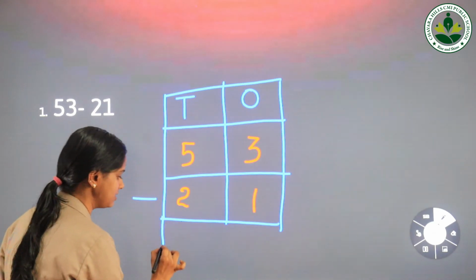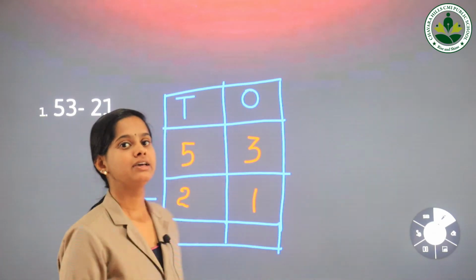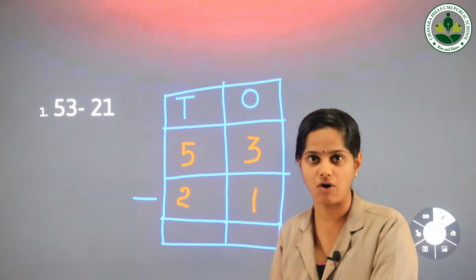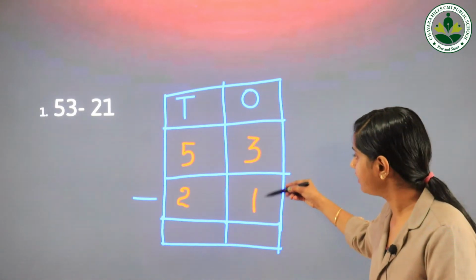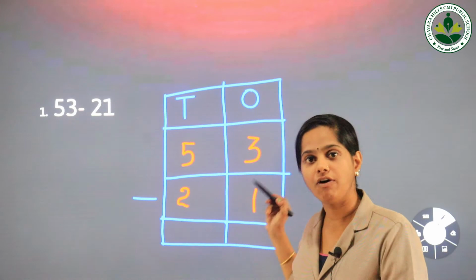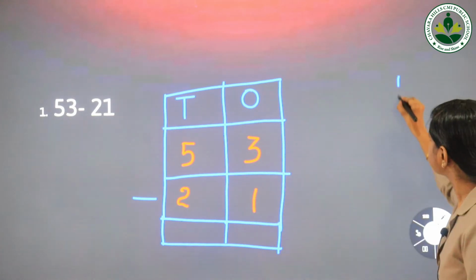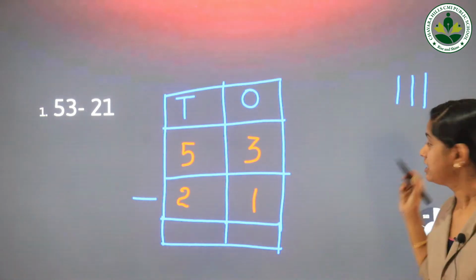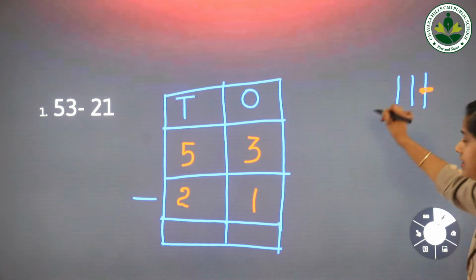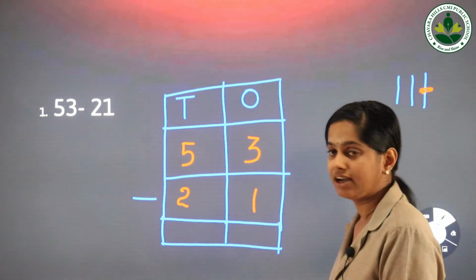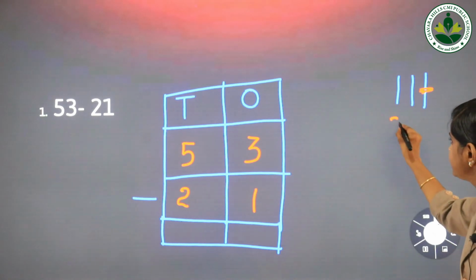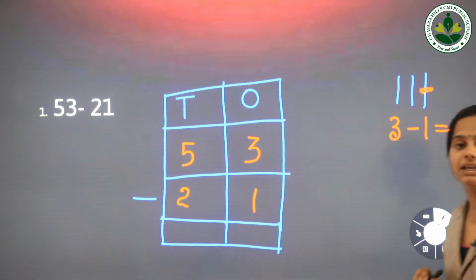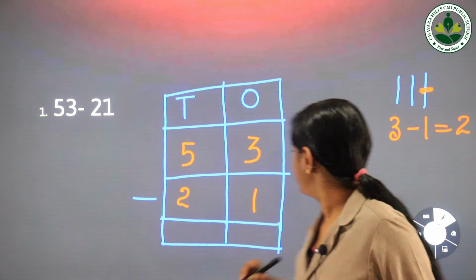Okay, let us start our subtraction. First step, subtract the digits in the ones column. Here we subtract 1 from 3. Look here, 1, 2, 3. These are the 3 ones. We remove 1 from these 3 ones. How many left? 1, 2. So 3 minus 1 is equal to 2.